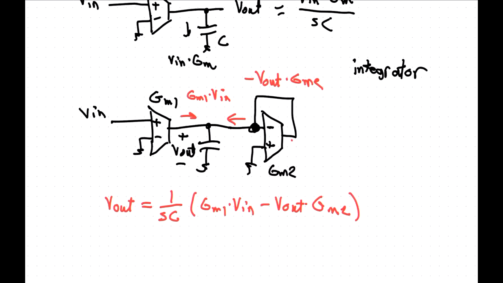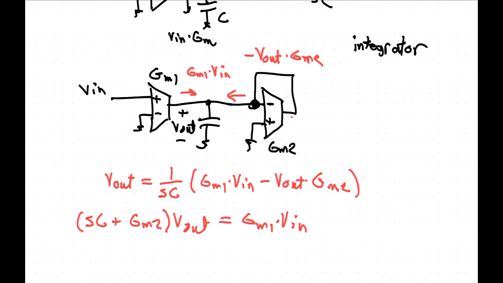We got on the left-hand side, or maybe I multiply through by SC here. So I got SC V out, and then I move the other V out onto the other side, so it's going to be plus GM2. So I've got this many V out, and what's left on the other side is GM1 times V in. Okay, so the transfer function now is V out on V in.